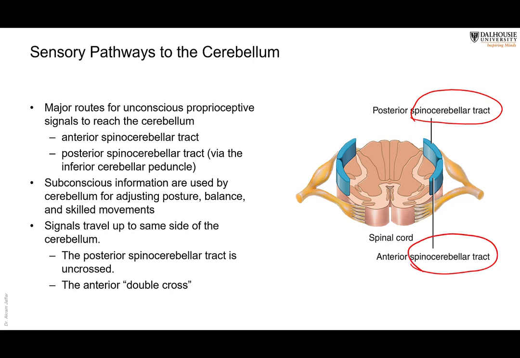Spino, from the spinal cord to the cerebellum. Spinocerebellar tract, we have posterior and anterior spinocerebellar tract. The unusual thing about these pathways is that each lobe of the cerebellum controls the same side of the body, not the contralateral side of the body. I don't know why, but this is how it happens. Sometimes there is no crossing, sometimes the fibers cross twice. But the theme is that the cerebellum controls the same side of the body.